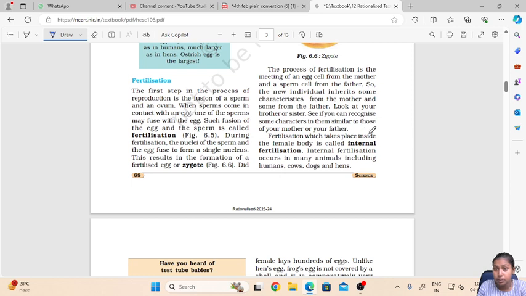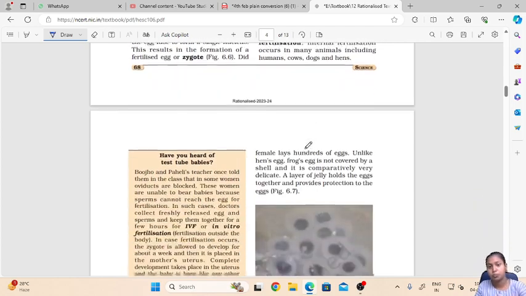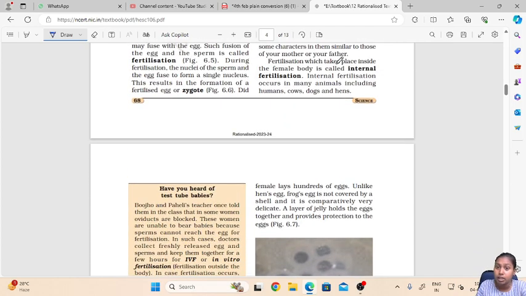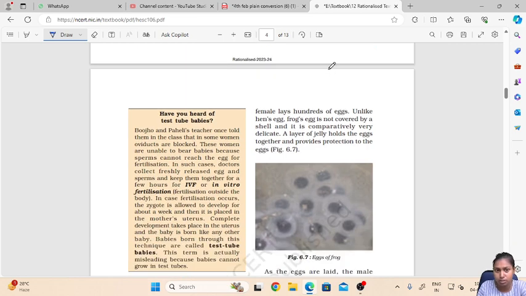Fertilization which takes place inside the female body is called internal fertilization. So humans, cows, dogs, where young ones are born, like in humans, the fertilization takes place inside the mother, right? So fertilization which takes place inside the female body, inside your mother, that is internal fertilization. In the same way, there is an external fertilization also.